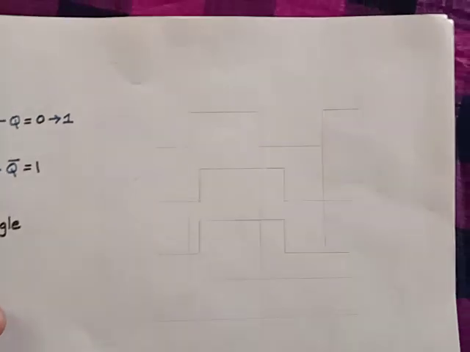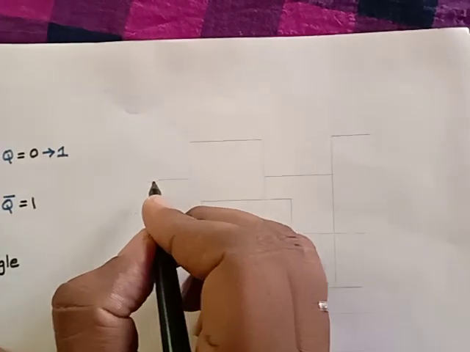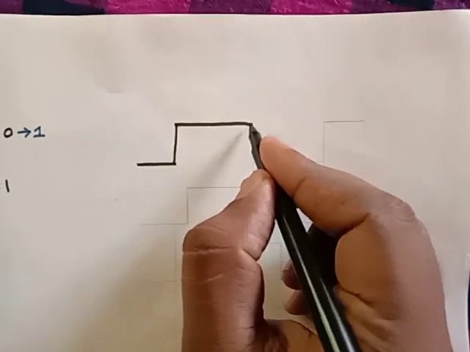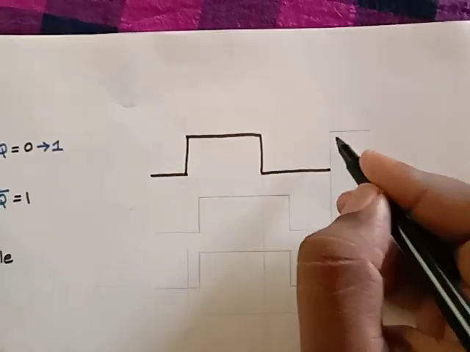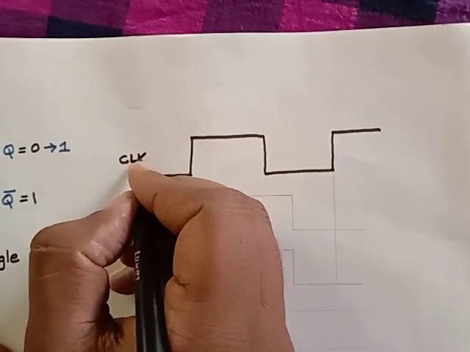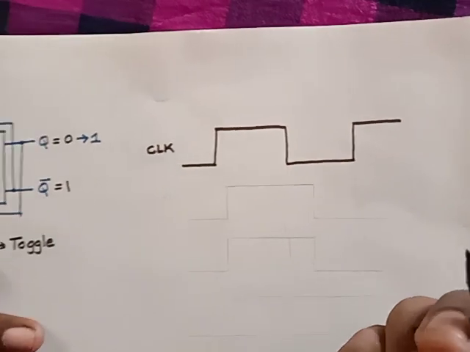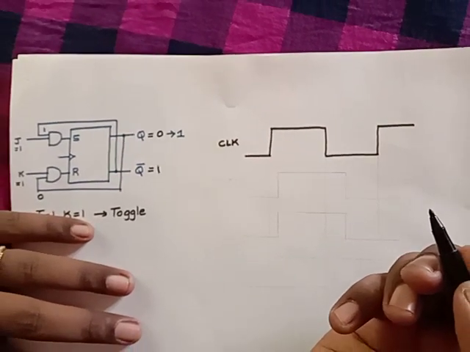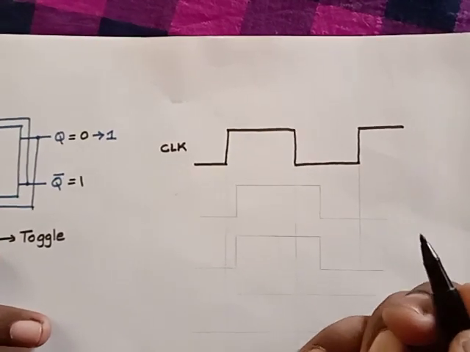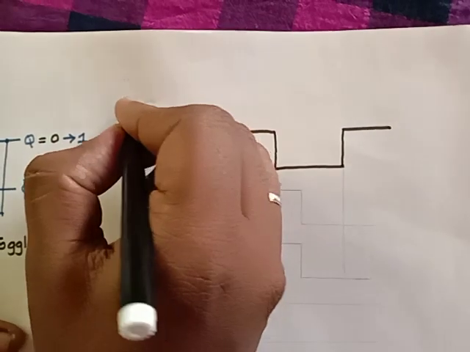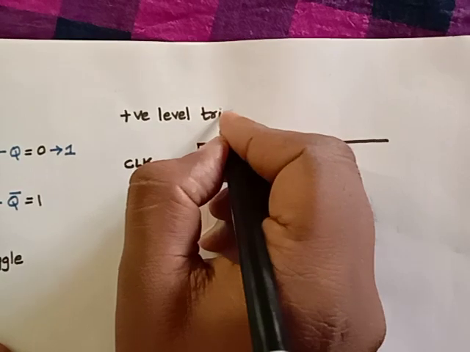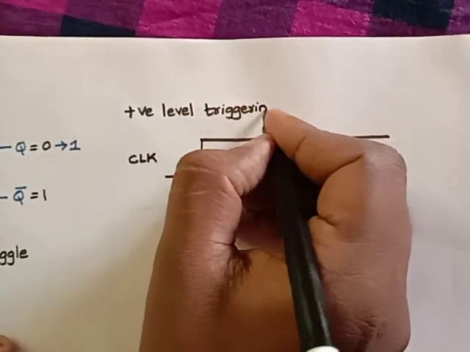Now here I'll draw your clock pulse first. The first diagram is your clock pulse. This is your clock pulse, and you know that we have already discussed the types of triggering. You can either go for level triggering or edge triggering. Now we'll first take level triggering as an example and see what is the problem we face here. So here I am going to take positive level triggering clock pulse. I am going to use this triggering.